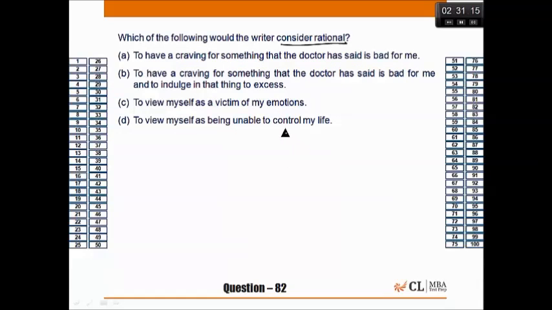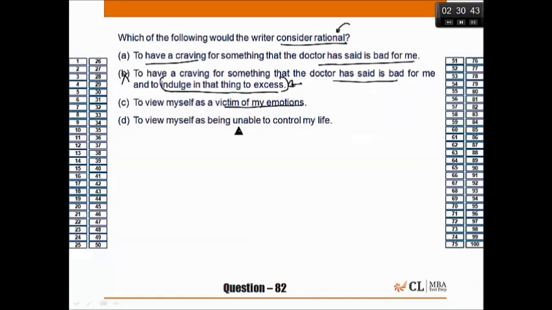Okay, let's see. A: To have a craving for something the doctor has said is bad for me. You have a craving, so you have a feeling for something the doctor has said is bad for me. Okay, confusing. Let's go to B. To have cravings for something the doctor has said is bad for me and to indulge in that thing to excess. Now that's a problem. Now that is an irrational thing that you're doing. To have a craving for one thing, but to indulge in that to excess, that too. So we are looking at rational. This is not correct. To view myself as a victim of my emotion. No.